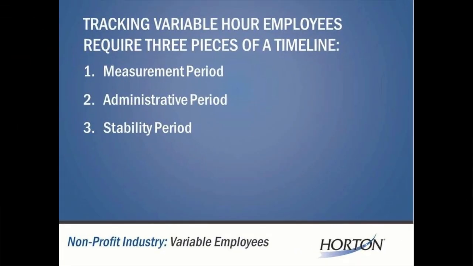The third and final piece of the timeline for variable hour employees is the stability period. So you've measured how many hours they've worked, and if they've exceeded 1,560 hours, you've taken the administrative period and you've enrolled them if they so choose. The third piece is that stability period. It simply means that it's a length of time that you must offer them coverage or the ability to stay enrolled.